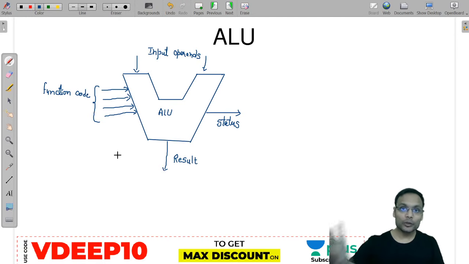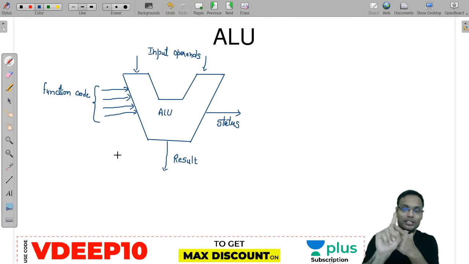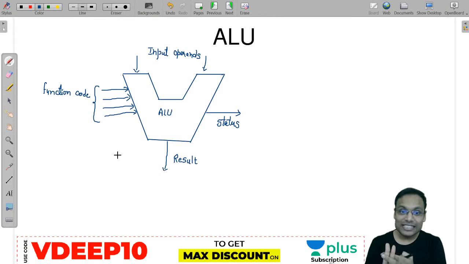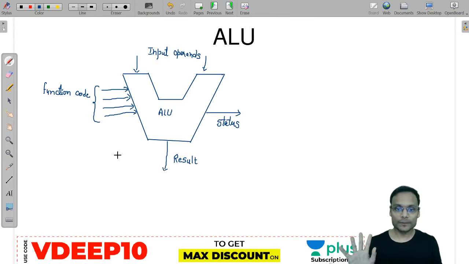So every ALU takes two types of inputs. One is the function code, one is the operands. Two types of outputs it generates. One is the result, another one is the status. Remember this particular point and you will be able to understand a few further points.